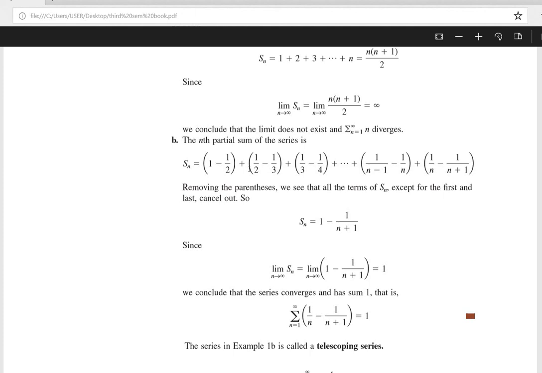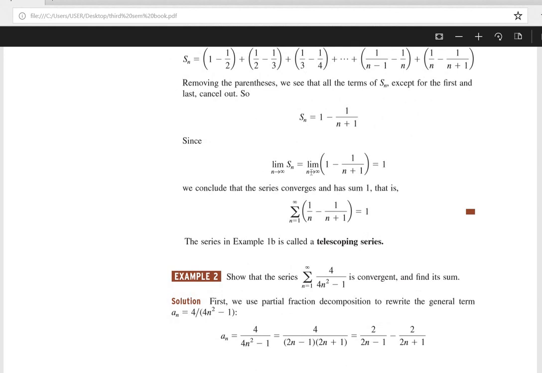So Sn is 1 minus 1 by 2 plus 1 by 2 minus 1 by 3 and so on. When we add these, the 1 by 2 gets cancelled, 1 by 3 minus 1 by 3 gets cancelled, and the remaining terms are 1 minus 1 by n plus 1. So 1 minus 1 by n plus 1 is the sequence Sn. So what will be the limit of Sn? It's equal to limit n tends to infinity of 1 minus 1 by n plus 1. When n goes to infinity, this term goes to 0. So the remaining limit is 1. So the sequence converges to the value 1.